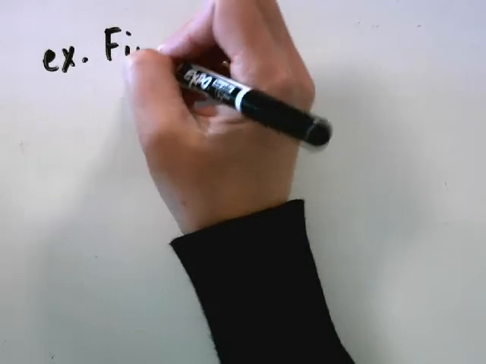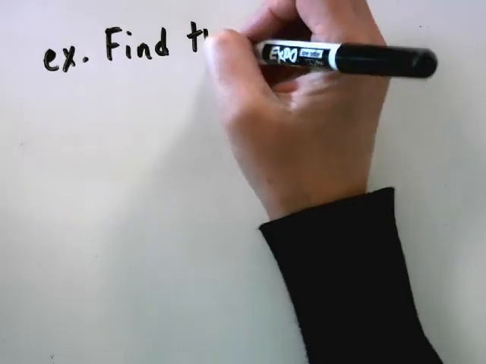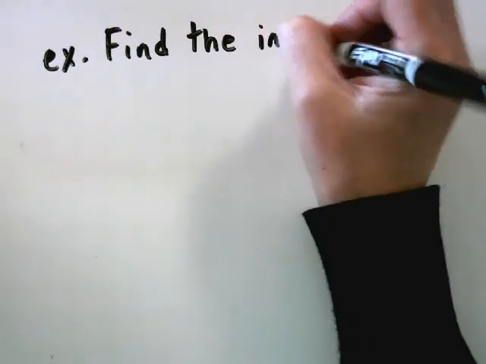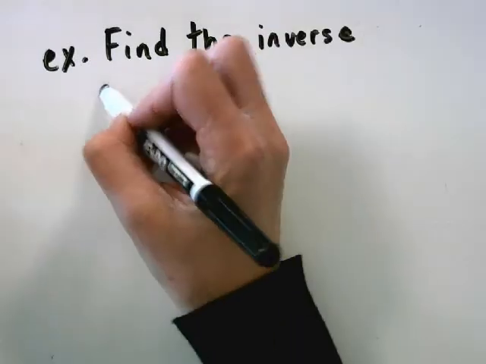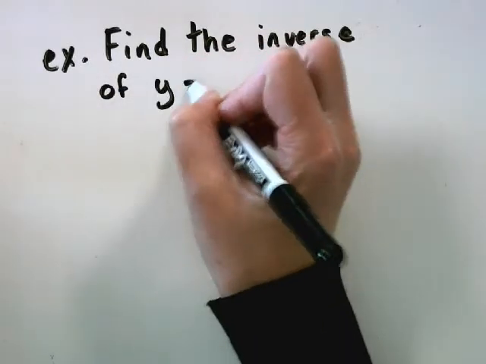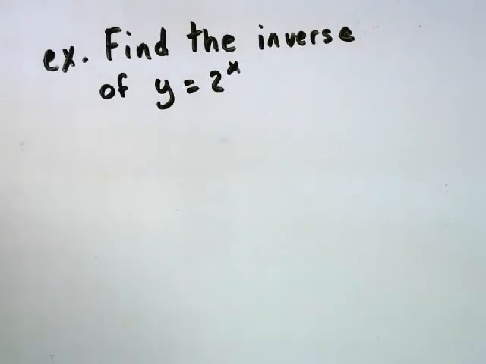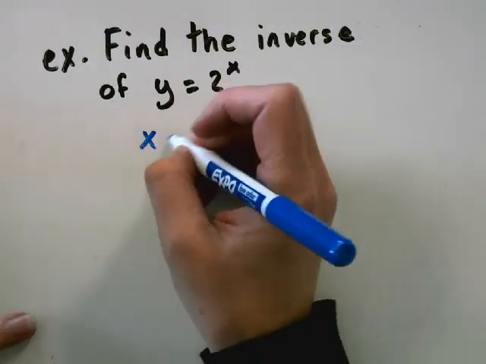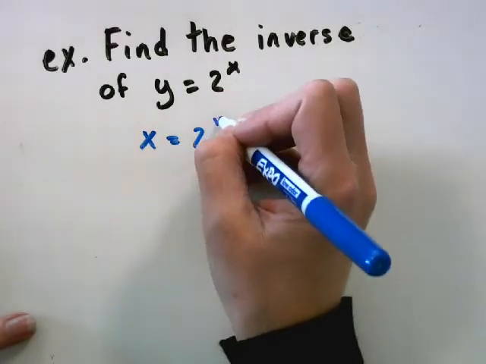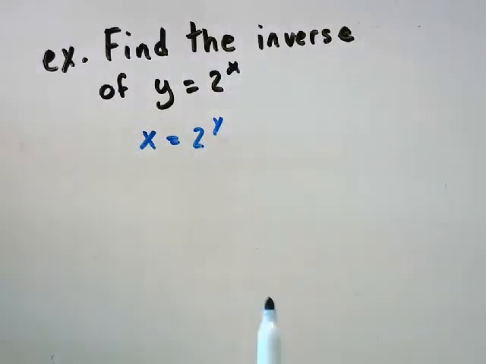So let's find the inverse of 2 to the x. Okay, so we know the inverse, we switch the x and the y. So x equals 2 to the y. And we're going to simplify this. We want to solve for y.